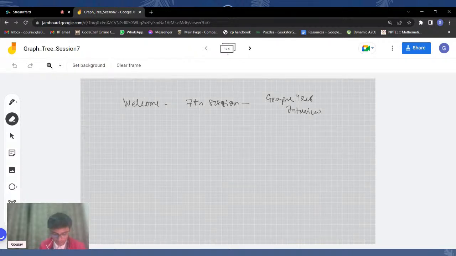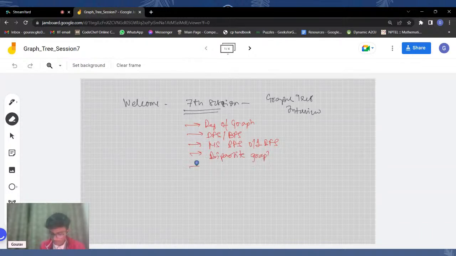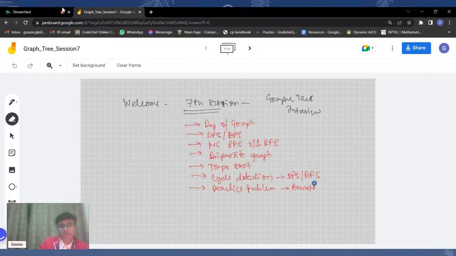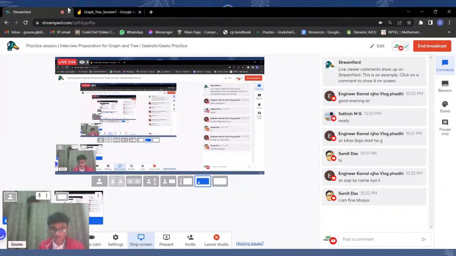So today is the seventh session, and previously we have covered topics like representation of graphs. Then we have covered topics like DFS, BFS. We have covered topics like multi-source BFS, zero one BFS. We have also covered topics around bipartite graph. We have also covered topics like topo sorting. These were done in the last class. We covered topics around cycle detection. Cycle detection we covered using both DFS and BFS. We did practice problems as well. Common interview questions which were asked in Amazon and other companies. Okay, so these are the topics which we have already covered, and today will be another practice session.